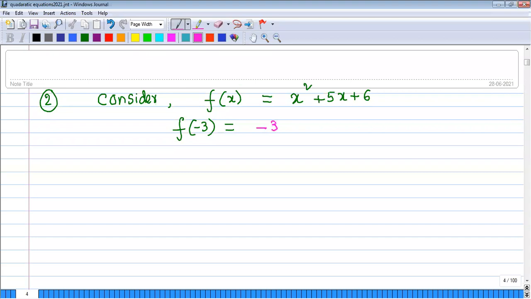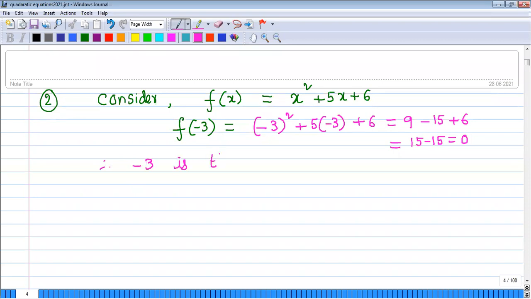So that means (-3)² + 5 × (-3) + 6. (-3)² is 9, plus 5 into -3 is -15, plus 6. 9 plus 6 is 15. 15 minus 15 is equal to 0. So therefore, -3 is the zero of x² + 5x + 6. Right. So let us consider one more example.